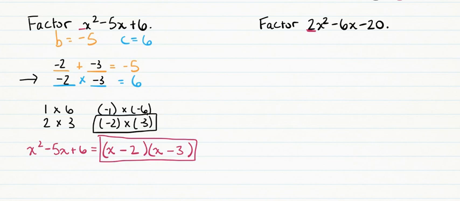So I'm first going to take out a common factor of 2. So I divide each of these terms by 2. 2x squared divided by 2 is x squared. Negative 6x divided by 2 gives me negative 3x. And negative 20 divided by 2 is a negative 10. And now what's left in this bracket here is a simple trinomial. And so I'm going to repeat this same process over here.